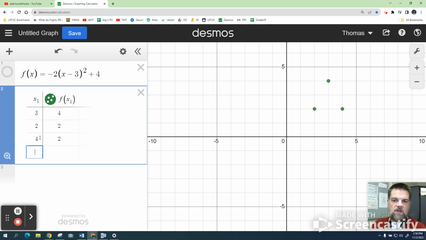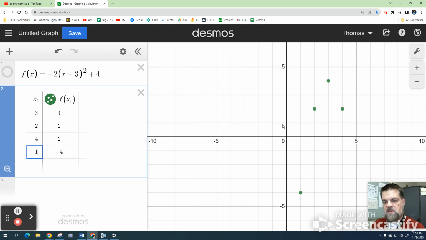Then I go 1 unit more over here. I'll say, well, what happens when x equals 1? And it spits it out. And then I'll say, well, what happens if I follow that line of symmetry way over here, right?